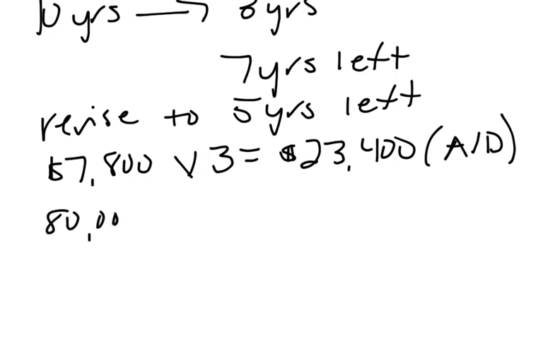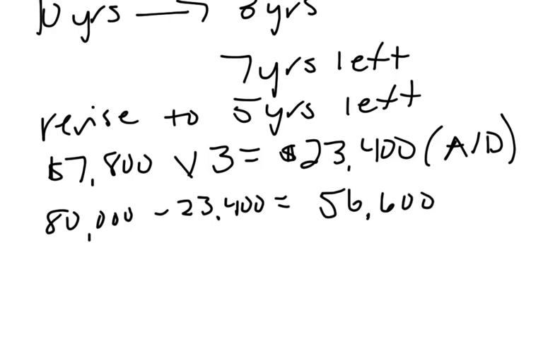So the $80,000 minus the $23,400, right now that means we have a book value of $56,600. Book value is cost minus accumulated depreciation. So my cost is $80,000. My accumulated depreciation is $23,400. So my book value is $56,600.